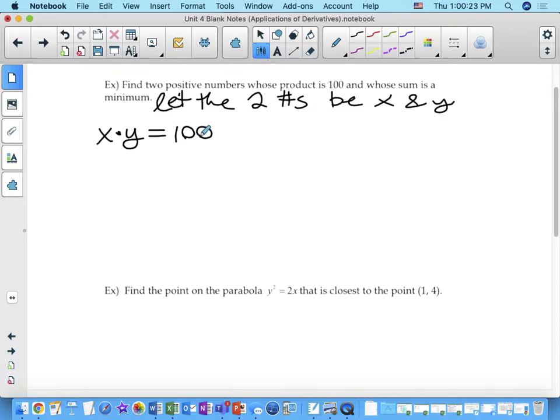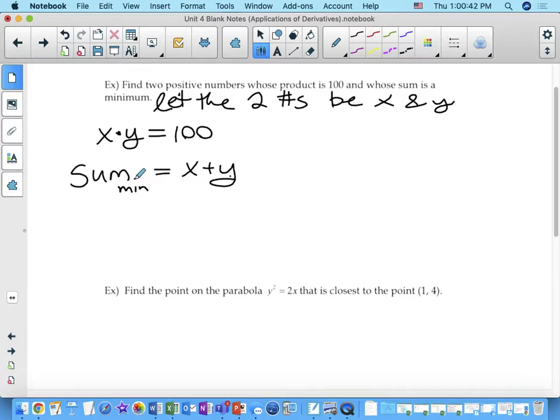Okay. The sum is a minimum. We don't know what the sum is, but we know that we want the sum, which is x plus y, to be a minimum. We want to minimize that.